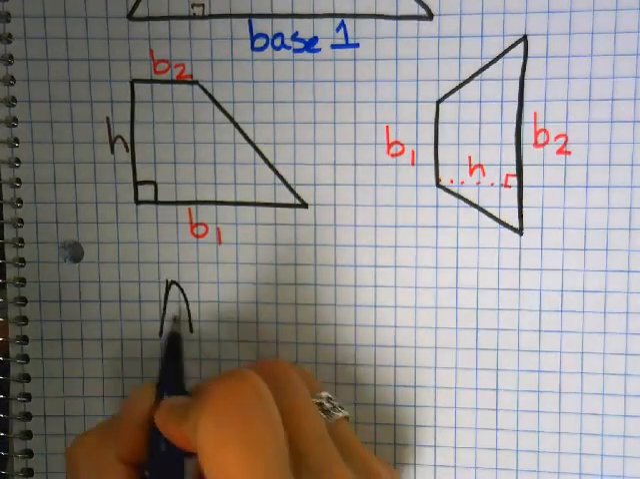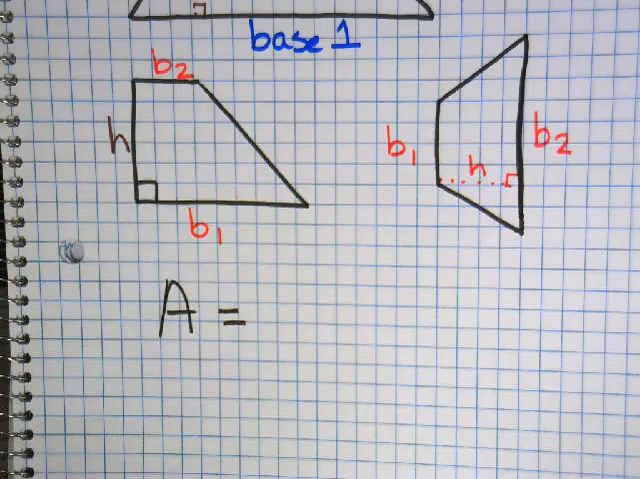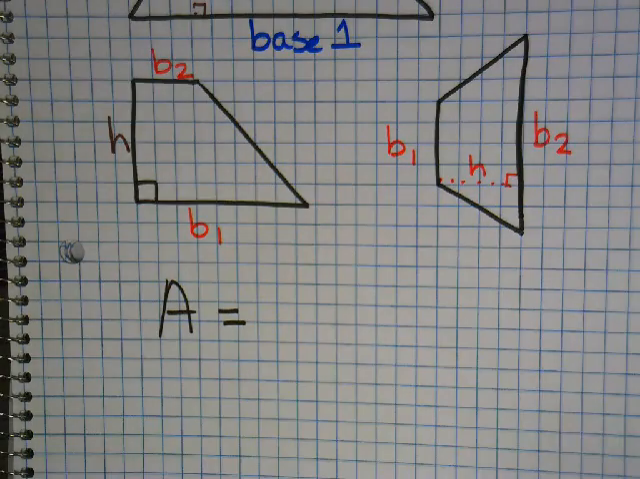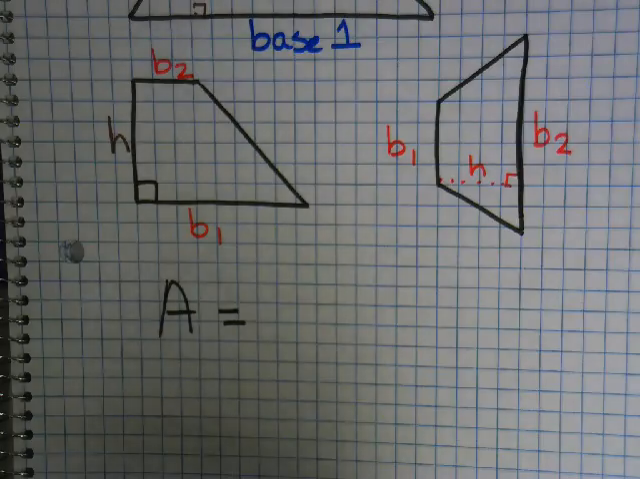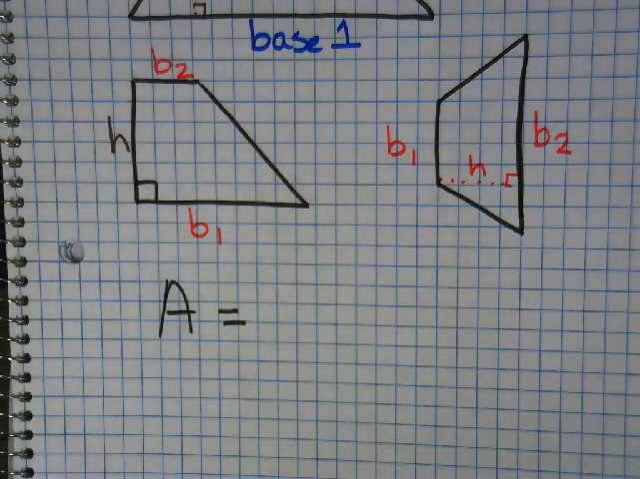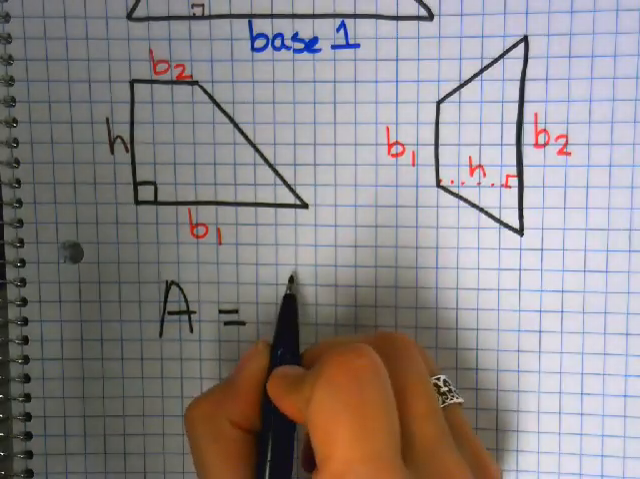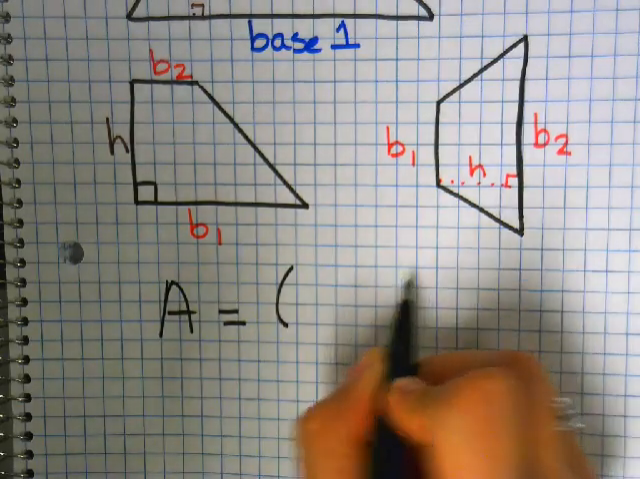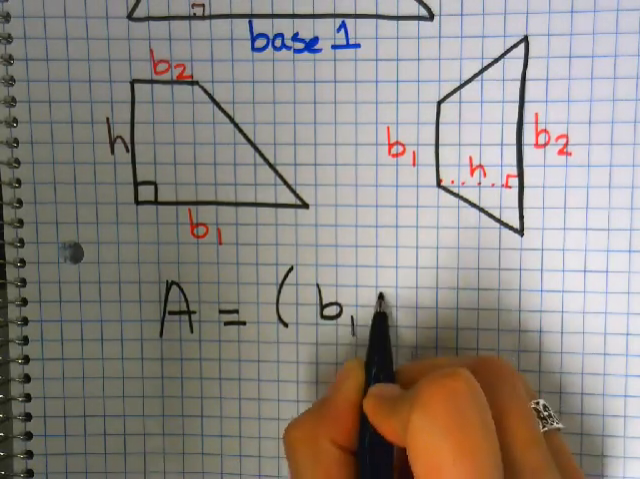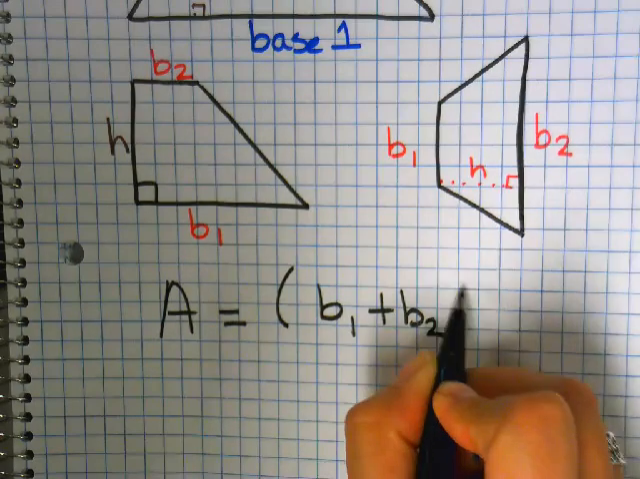Area equals. Yes. Does it need to be divided by 2? Yep. Just like a triangle. Yes. Base 1 plus base 2 times height, divided by 2. Yes. Parentheses. Base 1 plus base 2 in parentheses.